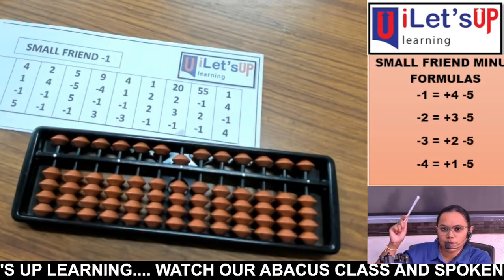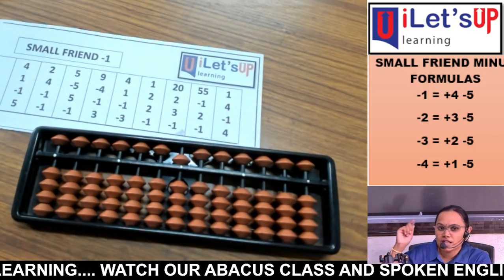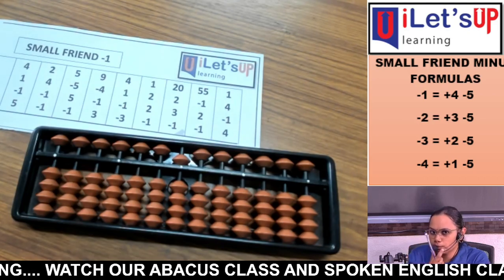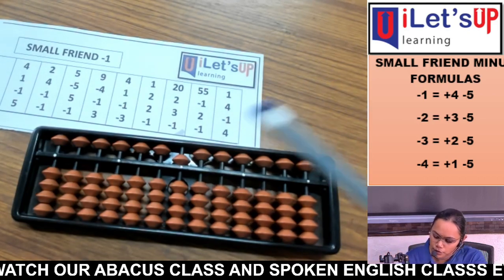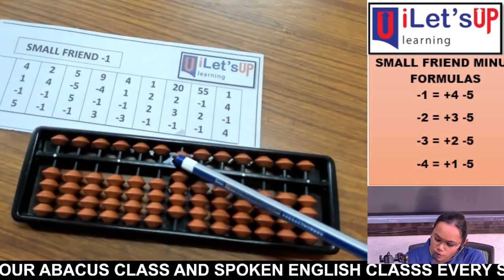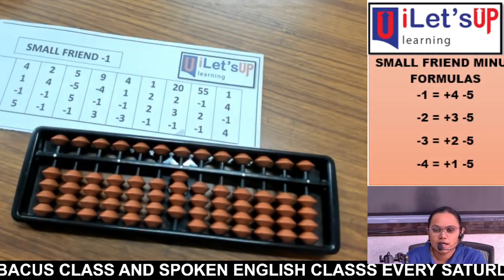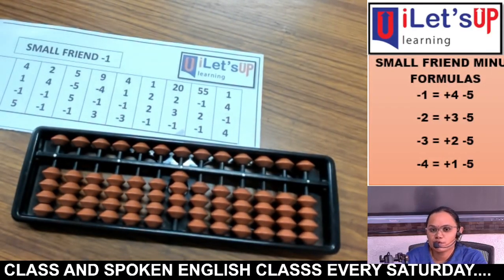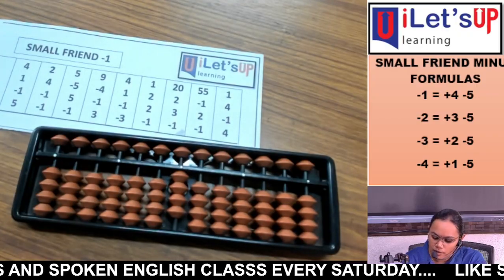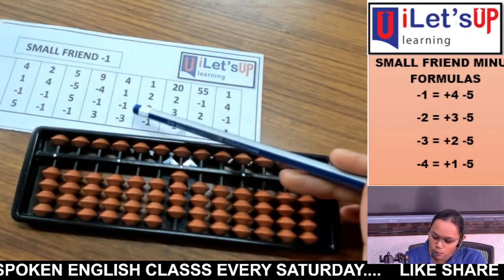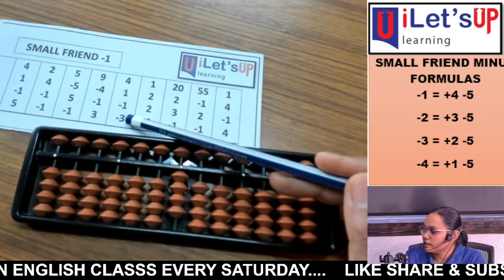Here we have the minus 1 formula. As per this one, what I need to do? Minus 1 is equal to plus 4 minus 5. That's it. Plus 4 minus 5. Okay. Next, as per the question, I need to go with minus 3.